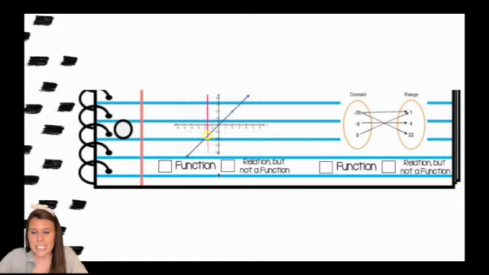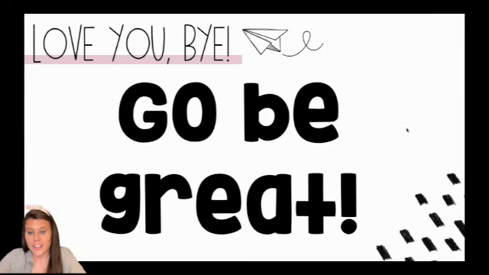Last but certainly not least, we draw a vertical line. It only touches once. It is a function. And then for this second one, if you'll notice, -3 5 has it going to two separate values, so it is not a function.